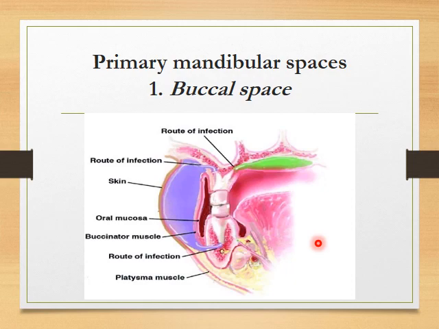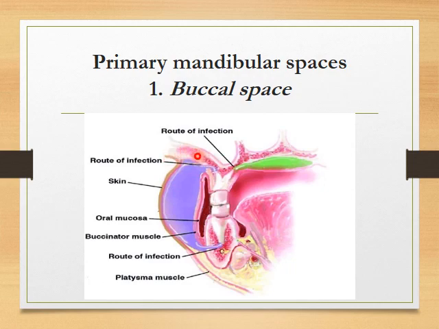Its connections, as I said before, are with the vestibular space and infraorbital space, periorbital, superficial temporal, and infratemporal and pterygomandibular spaces. The signs and symptoms are the same as in the maxillary-caused buccal space infection.